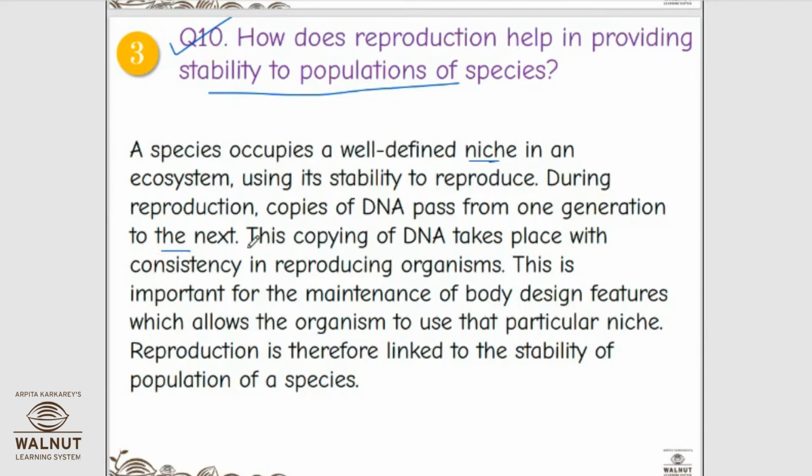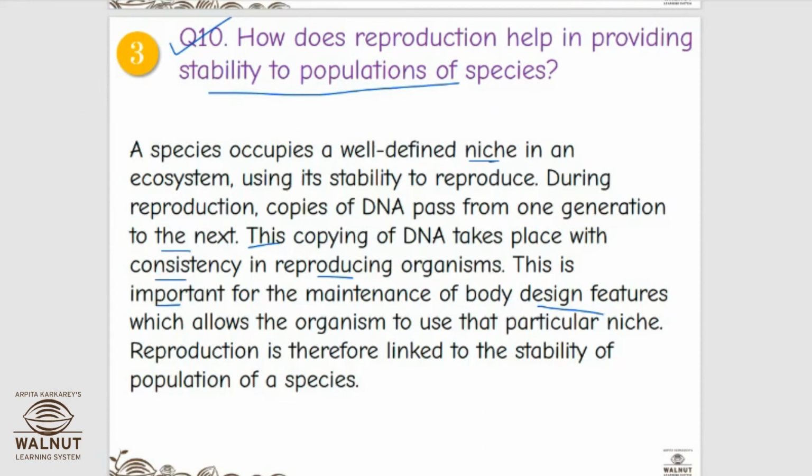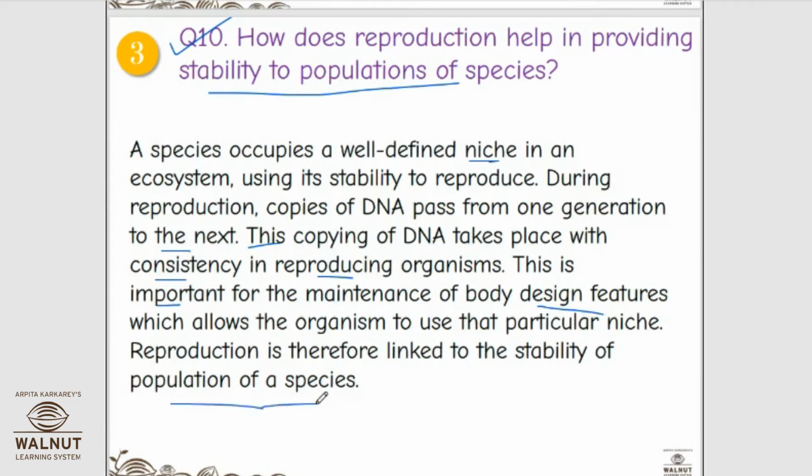So this copying of DNA takes place with consistency in reproducing organisms. This is important for maintenance of body design. So for basic body design features, it is important. Yes, which allows the organisms to use the particular niche. Reproduction is therefore linked to stability of population of species.